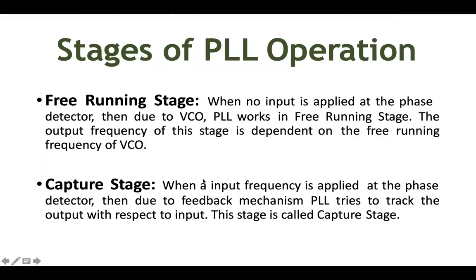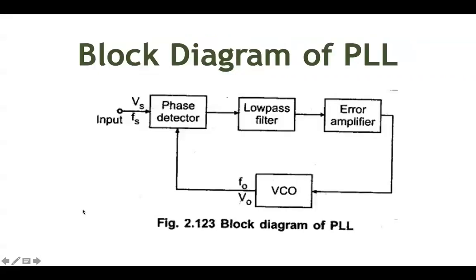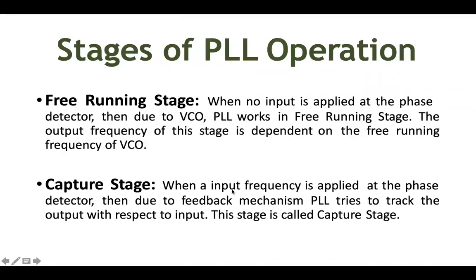Now, when I look into capture stage, in this capture stage, the input frequency is applied at the phase detector. So you are finding some inputs that is given to the phase detector in the form of feedback. And this feedback is given with the help of VCO. Due to the feedback, PLL tries to track the output with respect to input. So it is able to see, this is my output and I have to keep it in this stage, this is my input. It is just like bringing something into track if it is going off track. So that's about it. And in this stage, I call it as capture stage.